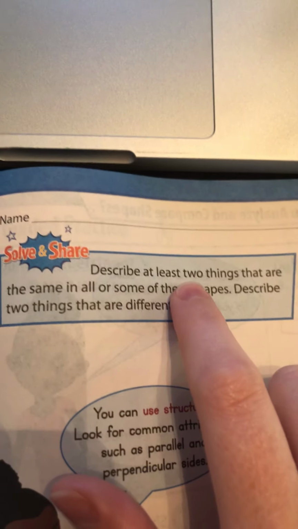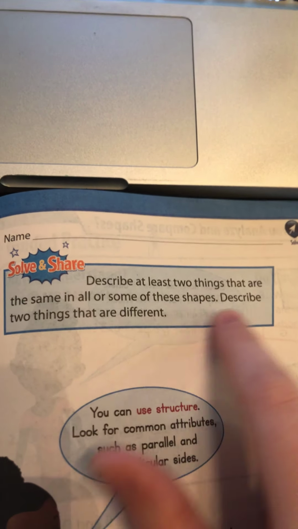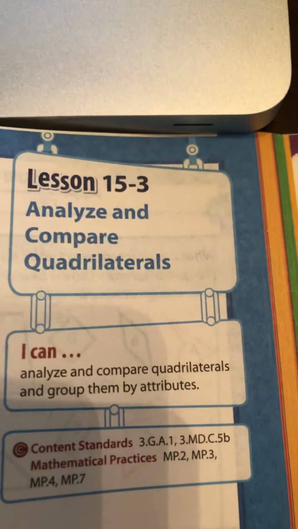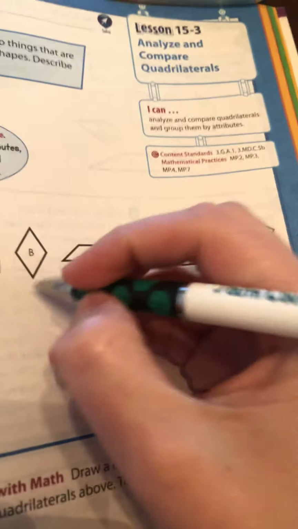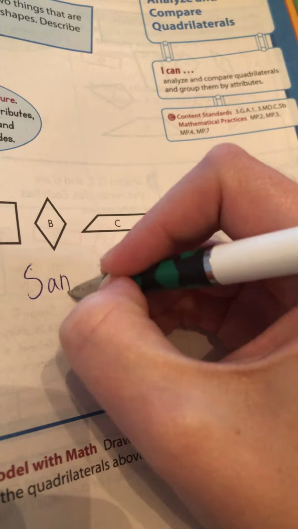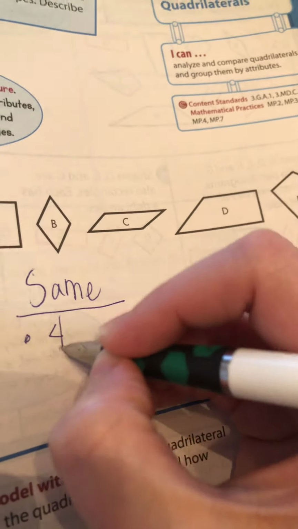All right, here's our little friend. She says, describe 2 things that are the same in all or some of these shapes. Describe 2 things that are different. So 2 things same, 2 things different. So let's look at the shapes. If it says analyze and compare quadrilaterals, and I'm looking to see, oh, they all have 4 sides. So I'm going to say same. We have 4 sides.